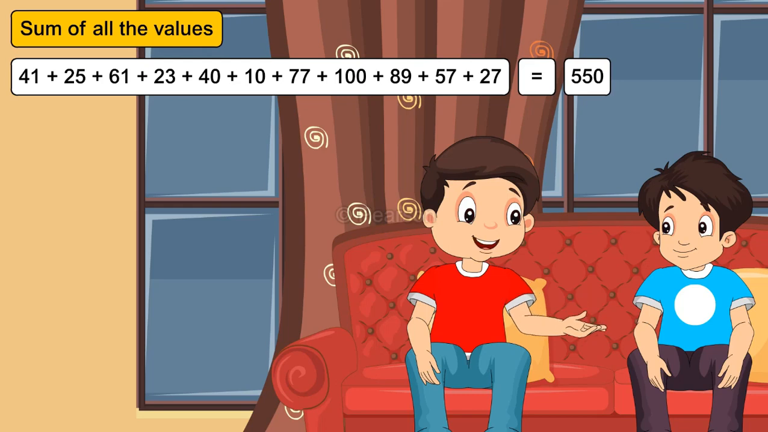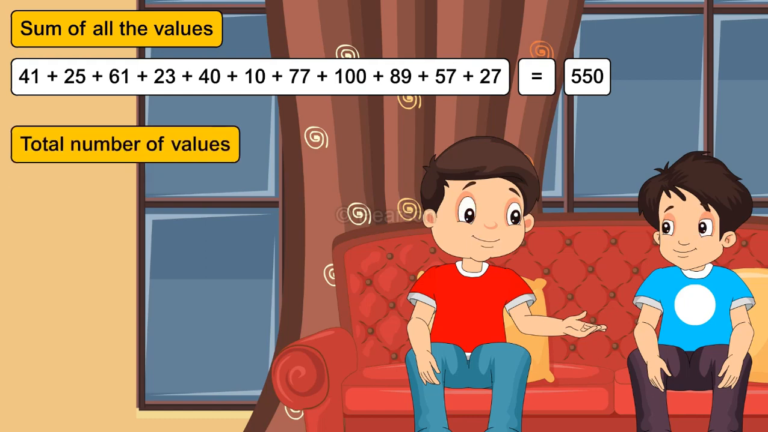So the sum of the values, that means runs in his last 11 innings, is 550. Step 2 is to count the total number of values, that is, the number of matches. Here, the total number of values is 11. So the total number of values, that means the number of matches the batsman played, is 11.